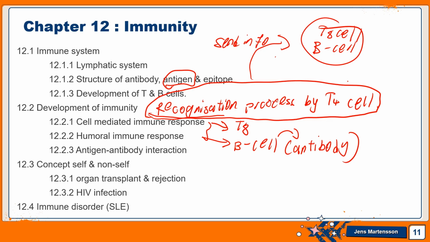So before the immune response process, the first process is the recognition. It must first recognize the antigen, then only B cell and TH cell can take action. If there is no information, B cell and TH cell cannot do anything.